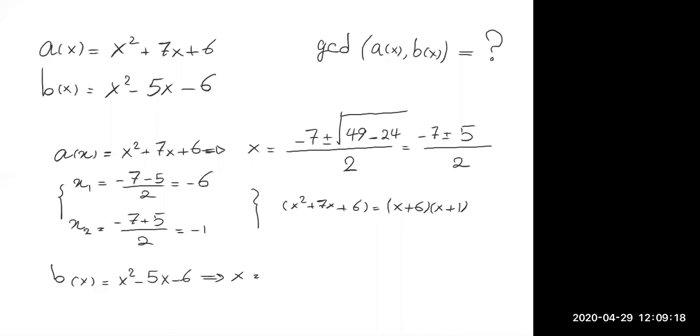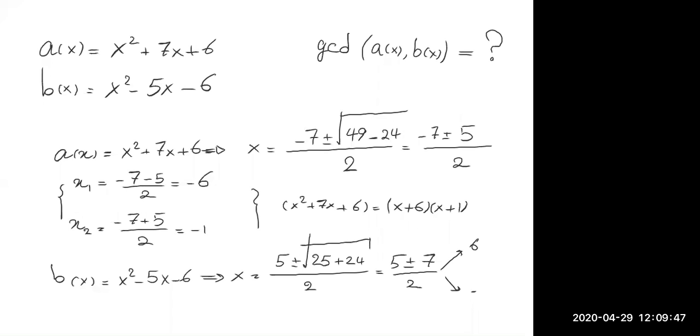X would be equal to 5 plus minus the square root of 25 plus 24 over 2. It would be plus minus the square root of 49, whose square root is 7, over 2. So one of the roots would be 5 plus 7 over 2, which is 6. The other one is 5 minus 7 over 2, which is -1.